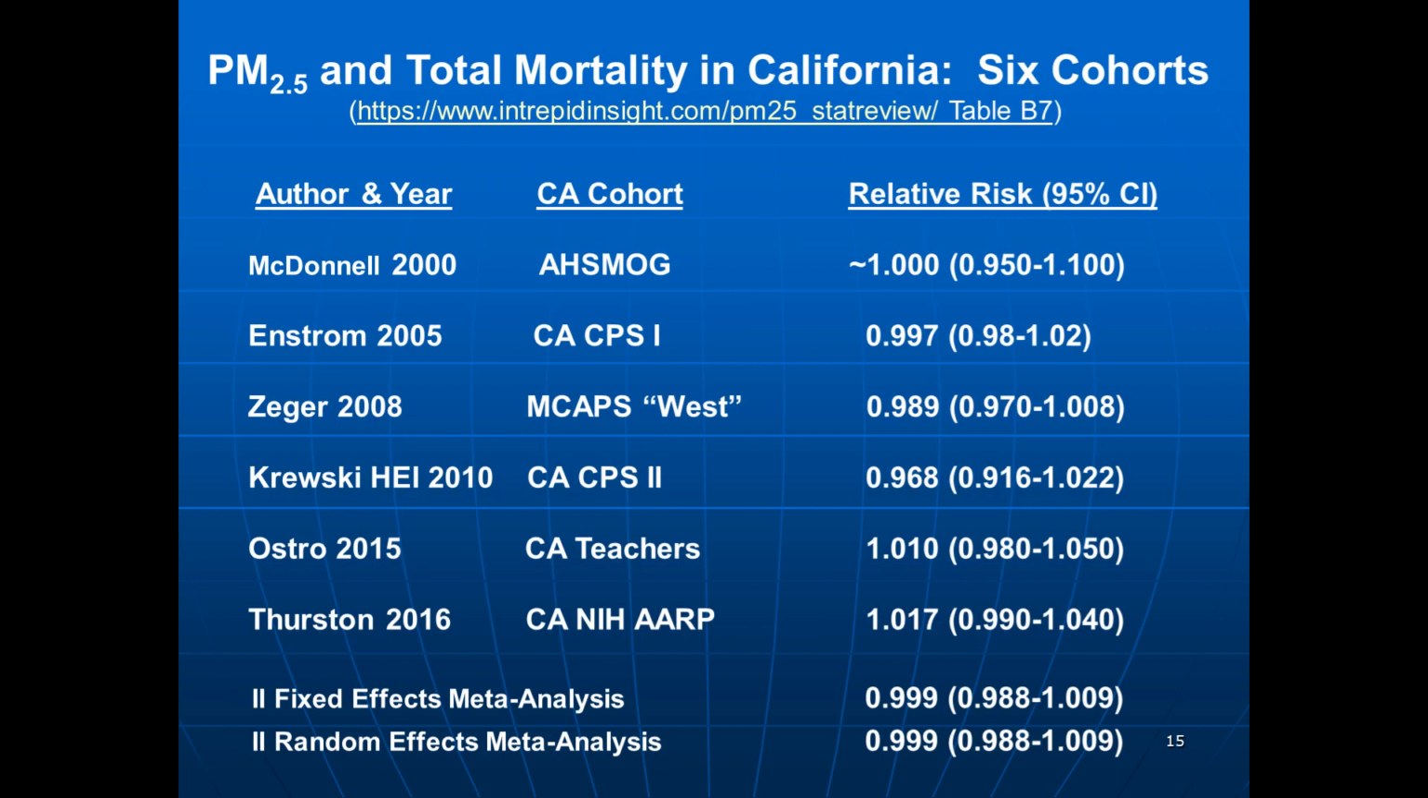Then the 6 cohorts in California, including the one I published in 2005, show that it comes out exactly at 1.00 or 0.999. And because the results are so similar, the fixed effects and random effects yield the same result.